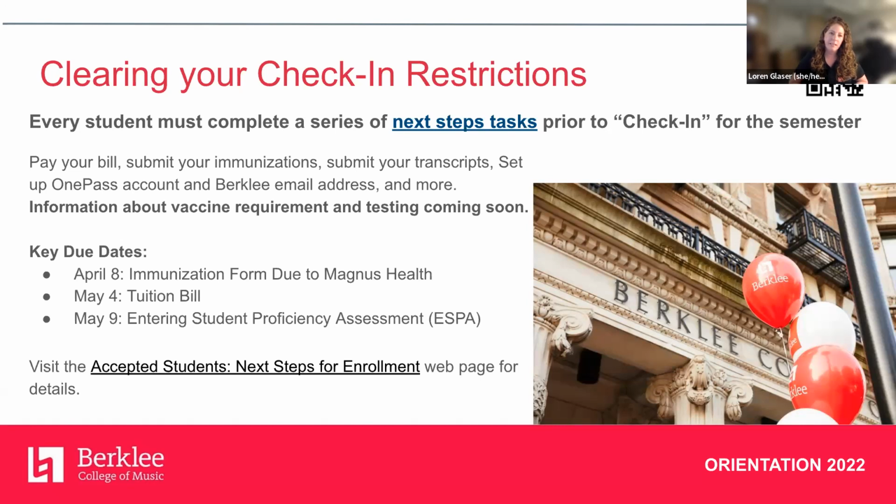Your next upcoming deadline is going to be the tuition bill. That's going to be due on May 4th. And then May 9th, there is something called an entering student proficiency assessment, what we call the ESPA. This is an online test that you need to take in order to place you into your correct harmony and your correct courses. So these are a few upcoming dates that we have. You can also go to the accepted students next steps for enrollment webpage, which was sent to your Berkeley email address, to make sure that you are getting all of your check-in restrictions complete before you arrive.